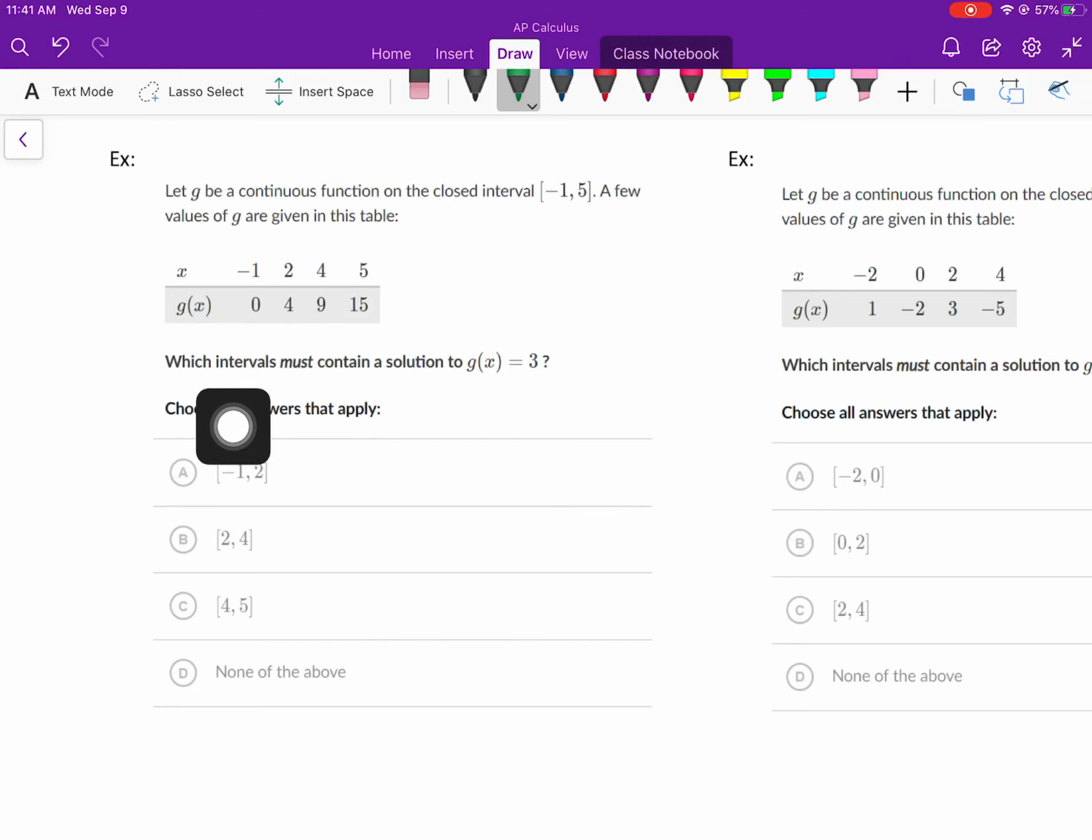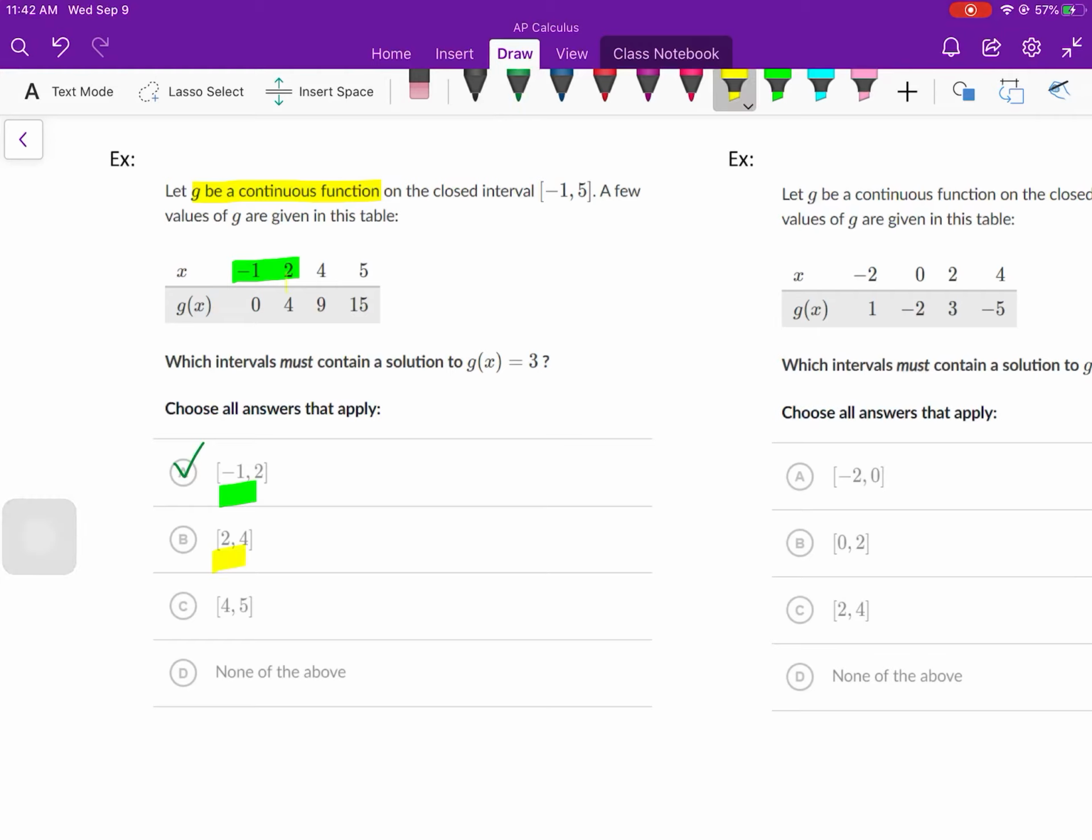Okay, for a table, which intervals must contain the solution g of x equals 3? So if we look at these intervals, and this is an important part, we need to let g of x be a continuous function. So we're assuming that the table is a continuous function. So if it's a continuous function, we can use that intermediate value theorem. So from -1 to 2, I know the outputs are going from 0 to 4, so 3 is in between there. So that checks off. That's good.